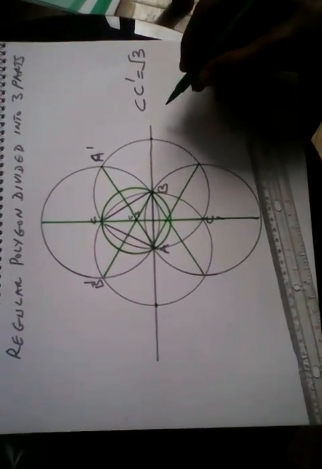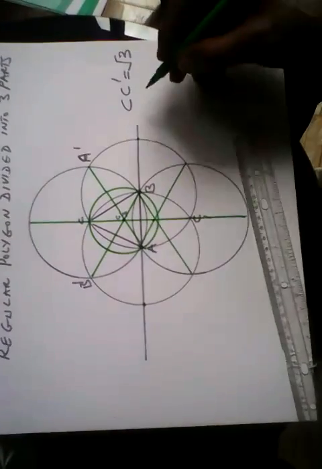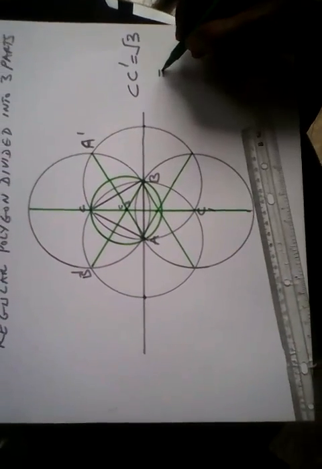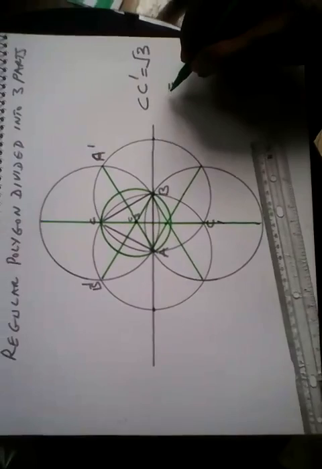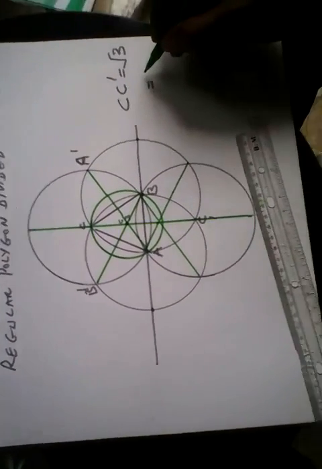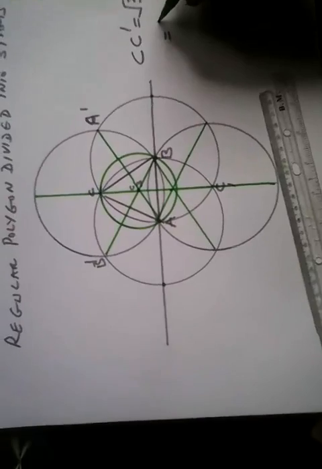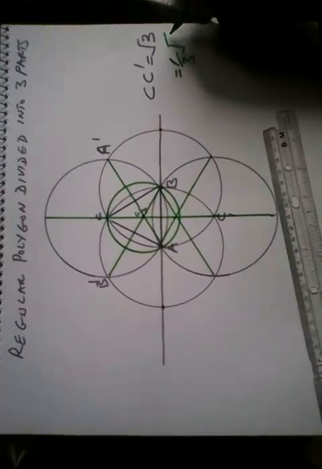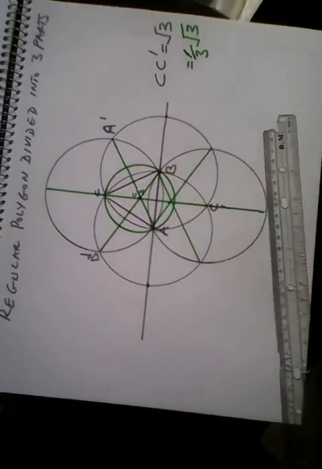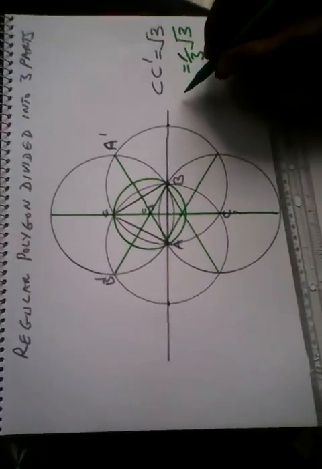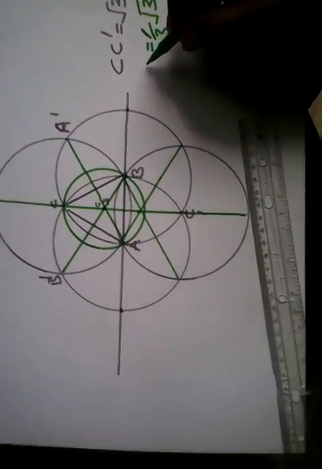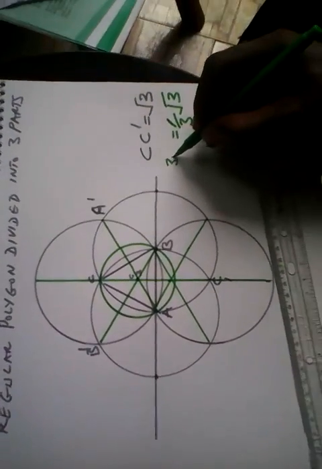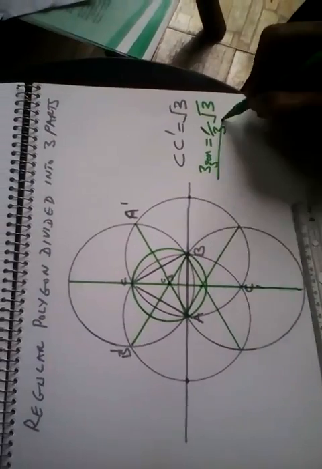So we can say the regular polygon that is divided into 3, the trigon, the radius is equal to 1/3 square root of 3 for the trigon. For vocabulary purposes, we're going to call this trigon.